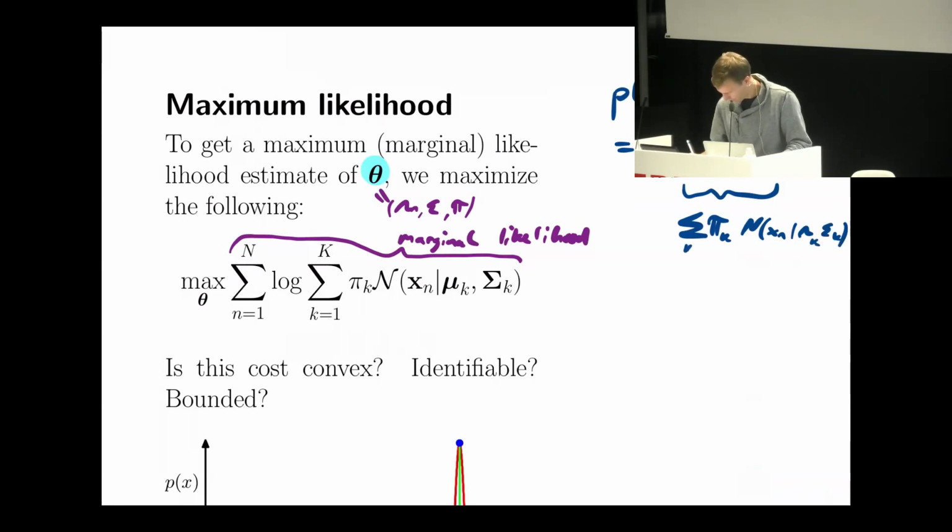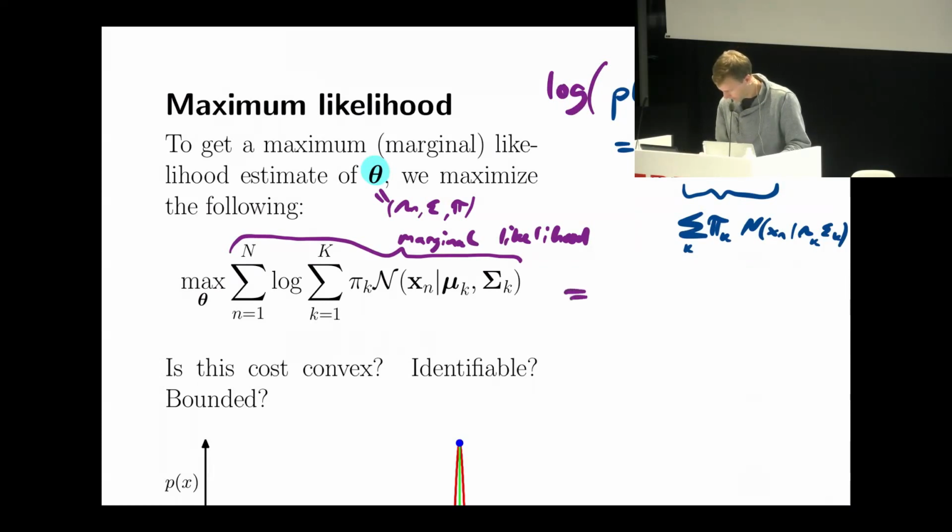And the sum is over k. That's nice, but now this looks a bit nasty. So we have a product and we have a sum. So maybe what we can do is take the log of everything, then things will simplify.